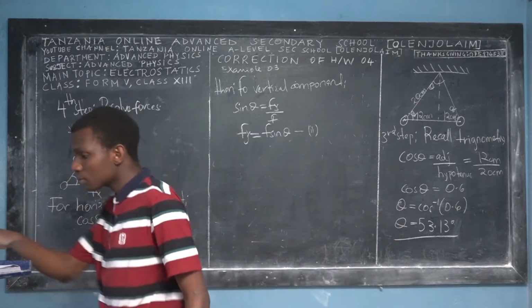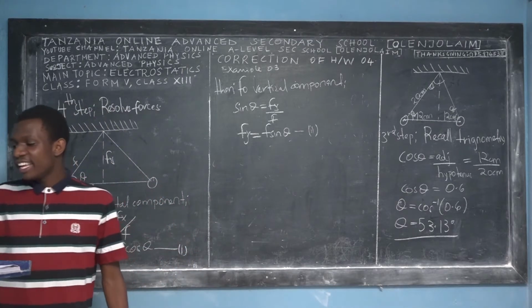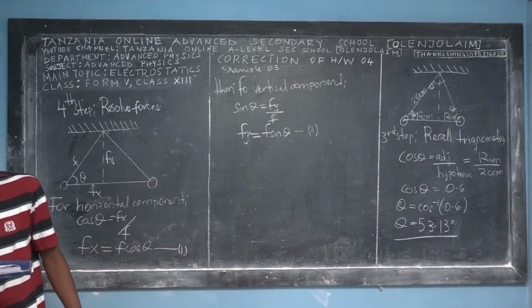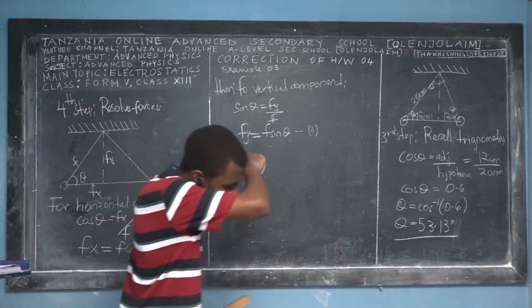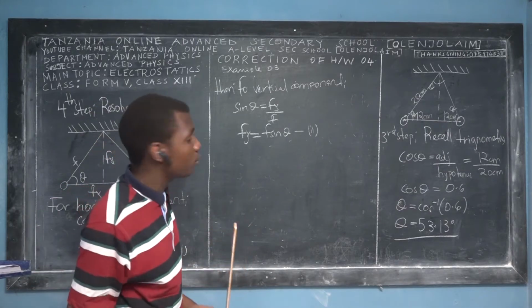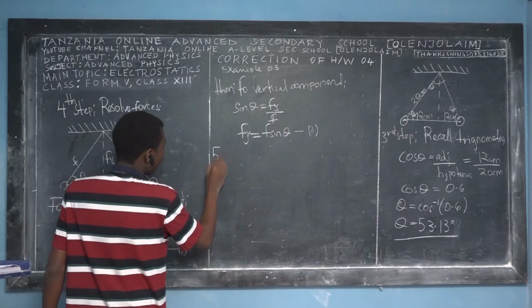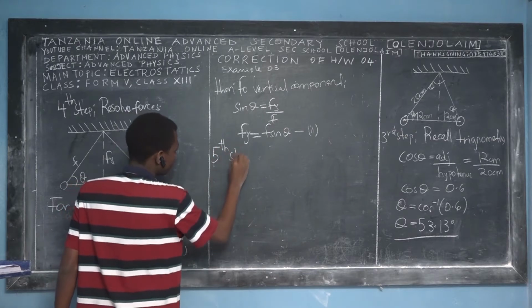So again, you have to read the question. We are told that these charges are equally charged. That means even their forces are at equilibrium. So the fifth step, we are in the fifth step again.